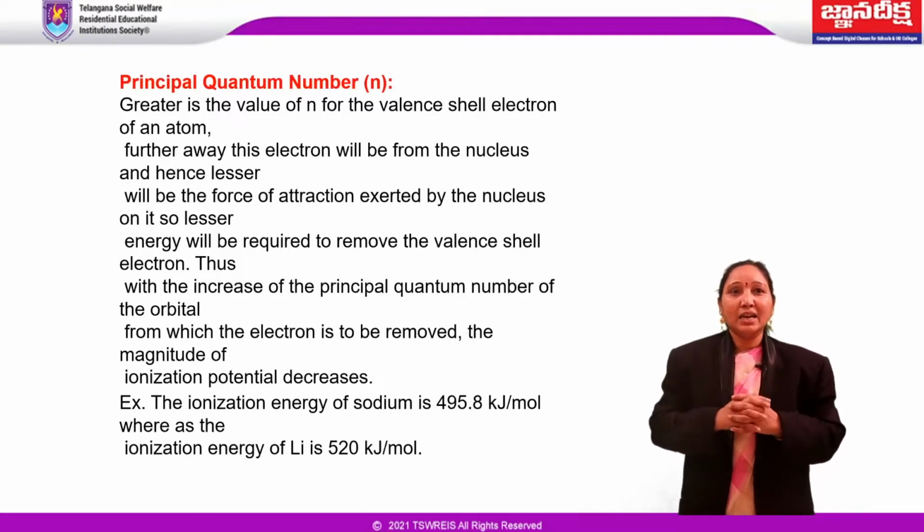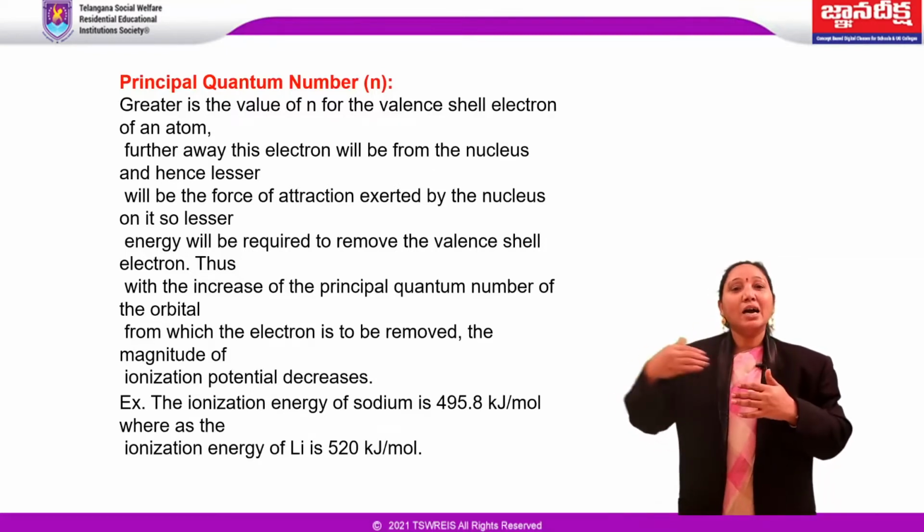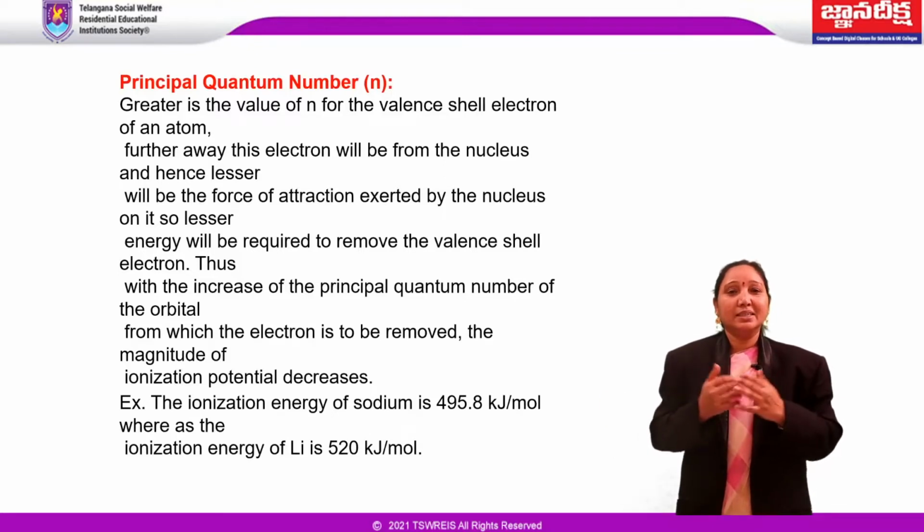Greater the value of n, the valence shell electron of an atom is farther away from the nuclear force of attraction. Hence, lesser energy will be required to remove the electron from such an orbit. Thus, if the magnitude of the principal quantum number is more, the ionization energy gradually decreases. That means as the n value increases, ionization energy decreases. They are reciprocal to each other.